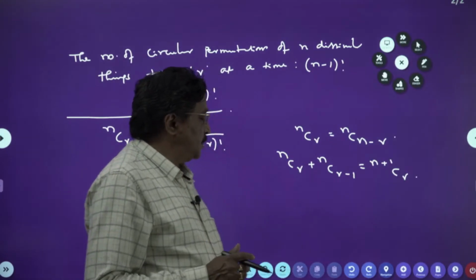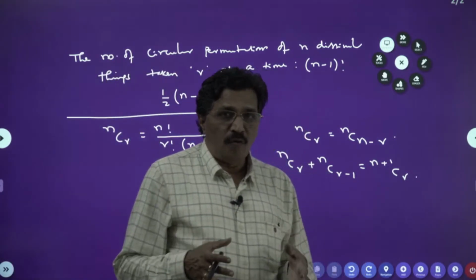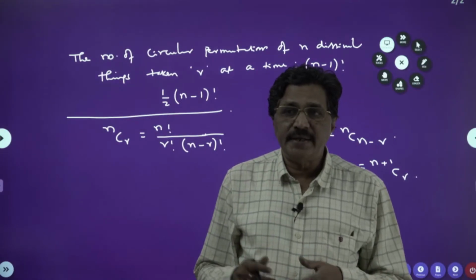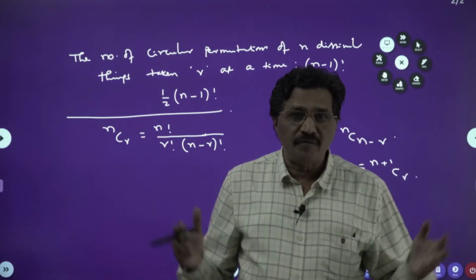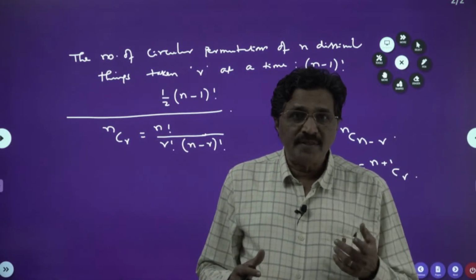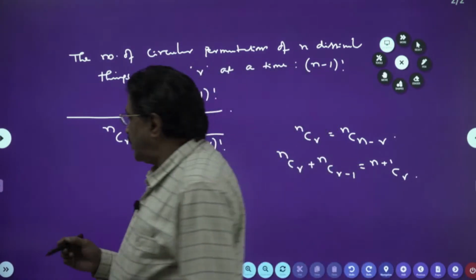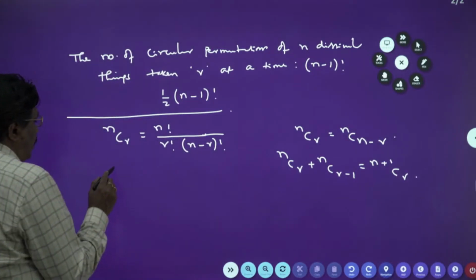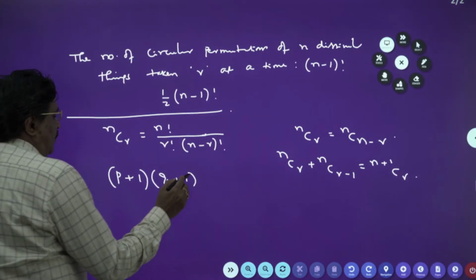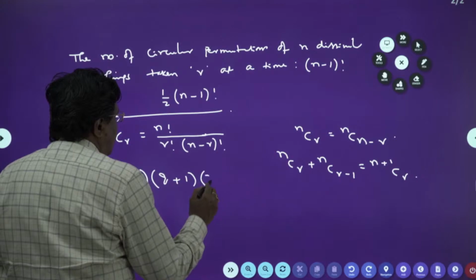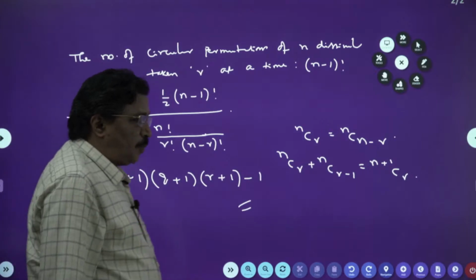This is another result. And the next, suppose we have p things are alike of one kind, q things are alike of a second kind, and r things are alike of a third kind. If you want to select any number of things by taking at least one thing from the total, then the number of ways in which that can be done is (p plus 1) into (q plus 1) into (r plus 1) minus 1.